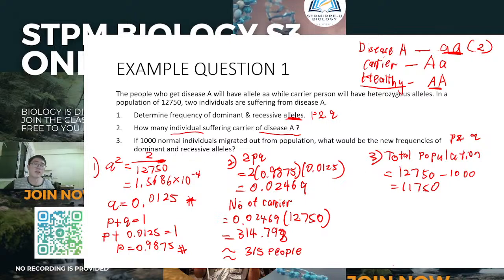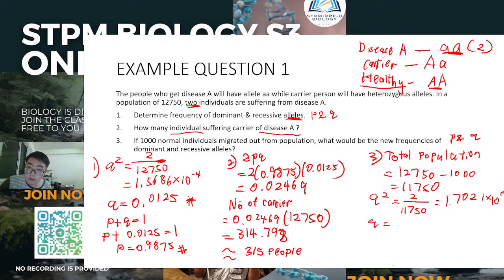Okay, and it only says that healthy people go out. But the two diseased persons still remain in the population. They did not leave. So you can use this information to calculate. Your Q square will become 2 over 11750. So you will get 1.7021 times 10 to the power of negative 4, right?